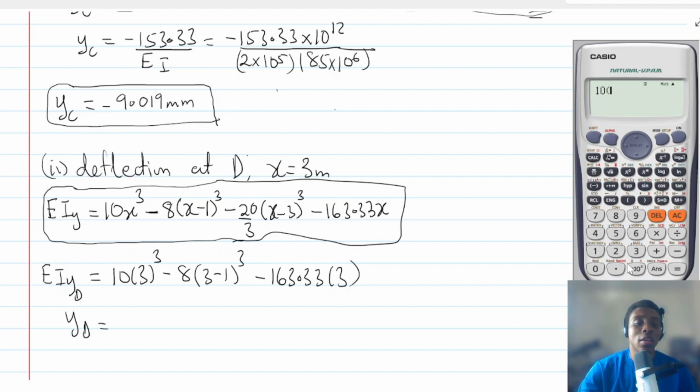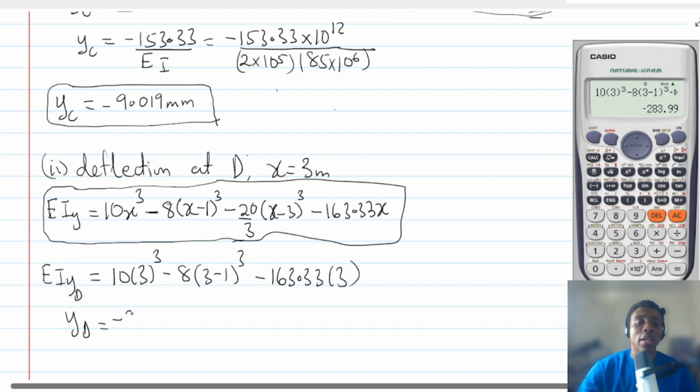So 10 times 3 cubed, right? And then minus 8 times (3 minus 1) cubed, right? And then minus 163.33, right? Multiply by 3. So we have minus 283.99.